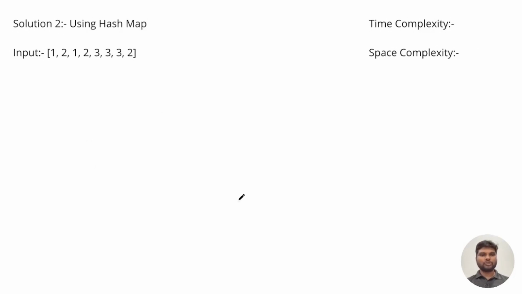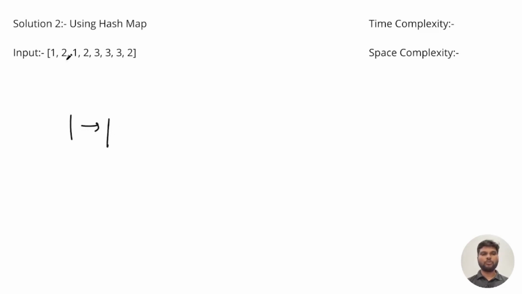Now let's look at another solution which uses a hash map. In this solution, we will create an empty hash map, and then we will iterate over all the elements in this array, count the frequencies of each element, and store that frequency in the hash map. Initially the hash map will be empty. Then we will encounter 1, so we will write 1 in the hash map with the frequency as 1.